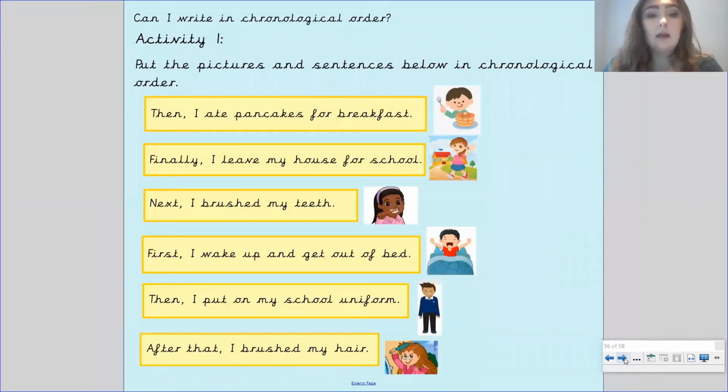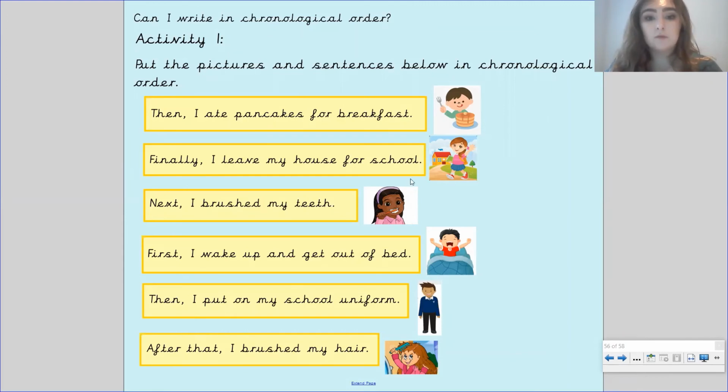Okay, now there are some activities for you to choose from. I want you to make sure that you are choosing the activity that is most appropriate for you. So, activity number 1, put the pictures and sentences below in chronological order. So you've got some pictures and you've got some sentences, and this is all about getting ready for school. So here are the sentences. Then I ate pancakes for breakfast.